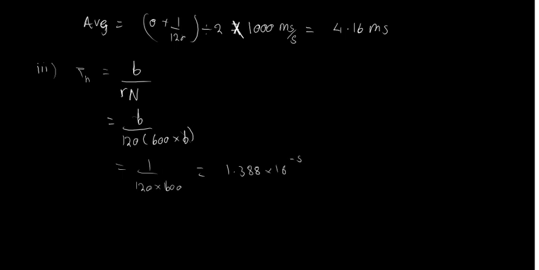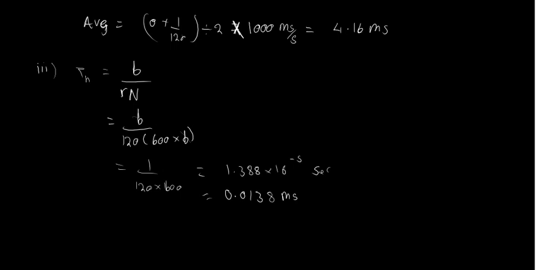If you multiply this by 1000 to convert it to milliseconds, we get 0.0138. The earlier value was in seconds, and this gives us about 0.0138 milliseconds, so we have that value over there.